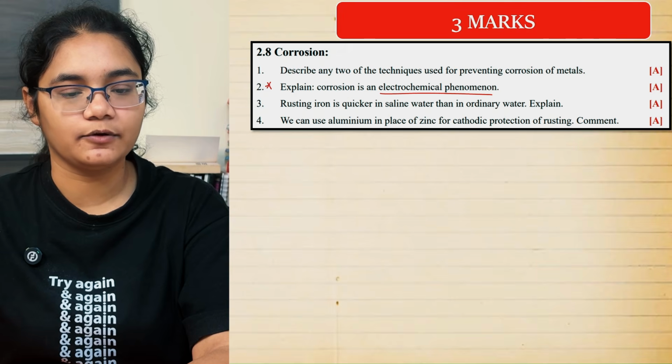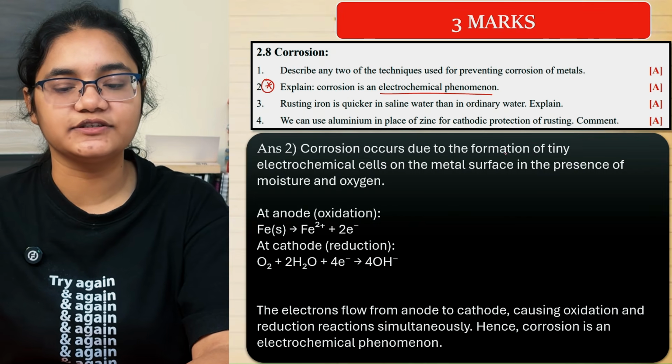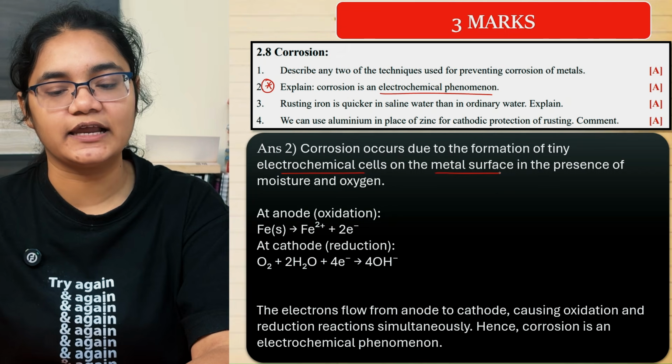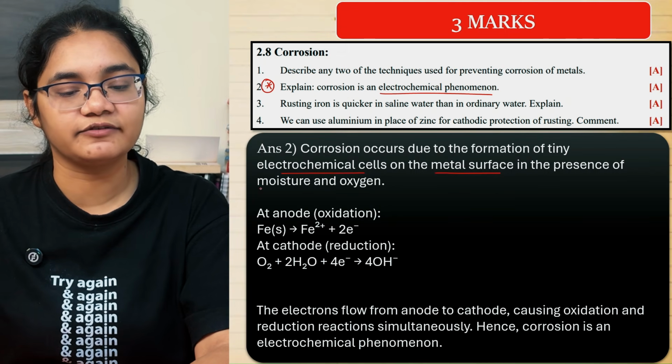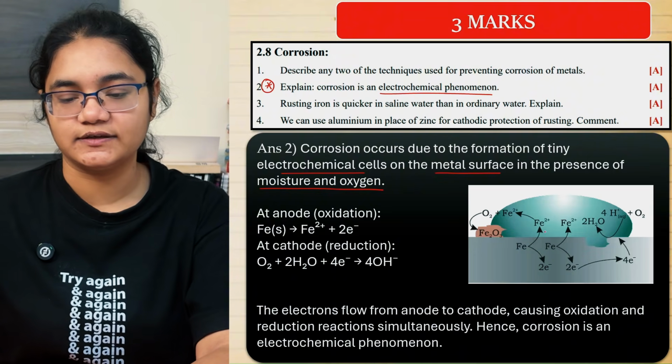This is an important question. So what happens? Corrosion occurs due to the formation of tiny electrochemical cells on the metal surface in the presence of moisture or oxygen. So you can see here.